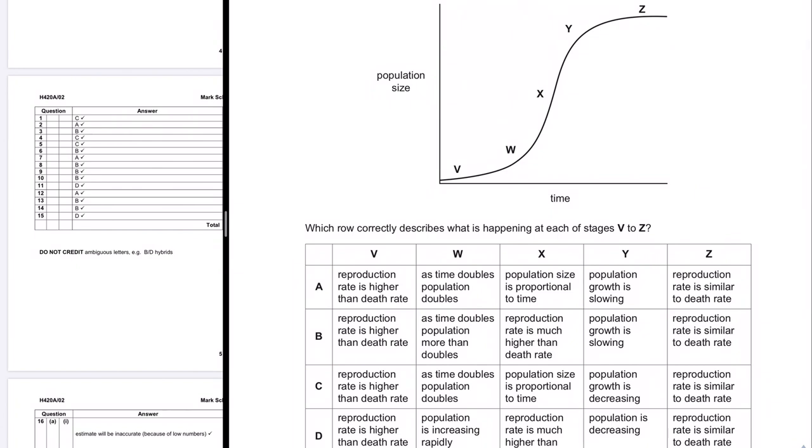Okay, next. The graph shows a typical population growth curve. Which row correctly describes what is happening at each of stages V to Z? Okay, now with any graph question, what we do is we look at the x-axis, then we look at the y-axis, and then we start to look at what is going on there. On the x-axis we've got time, so things are changing with time. We've got population size, so the graph is showing how the population size changes as time goes on, and we are seeing the growth curve in the middle of the graph. Great, should be straightforward. Now, which row correctly describes what is happening at each of the stages V to Z?